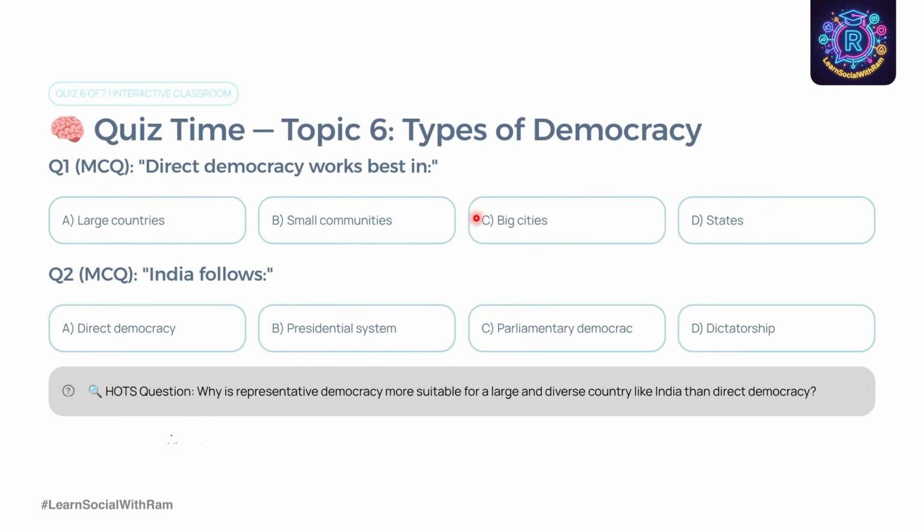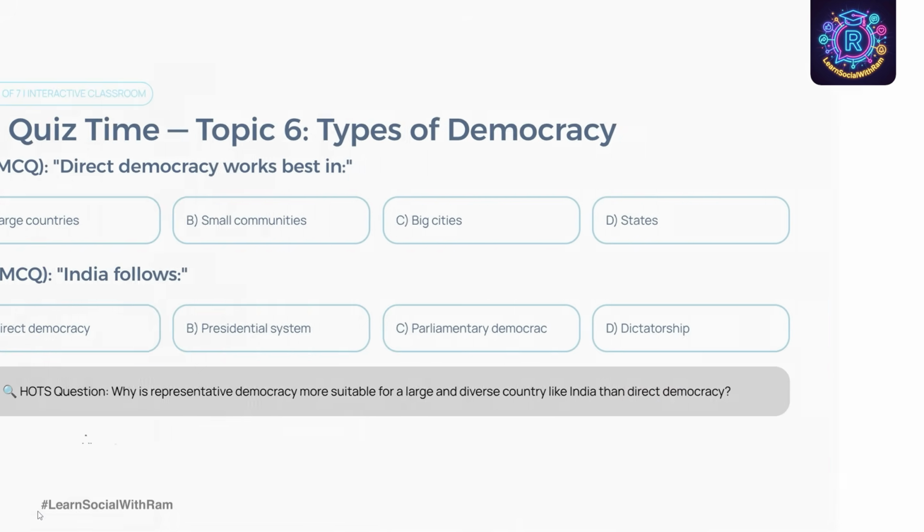Let us try to answer the quiz questions on types of democracy. First question: direct democracy works best in option A, large countries, option B, small communities, option C, big cities, option D, states. Second question: India follows direct democracy, presidential system, parliamentary democracy, dictatorship. Please do comment down the answer in the comment section, and you can also try to answer why representative democracy is more suitable for a large and diverse country like India than direct democracy.